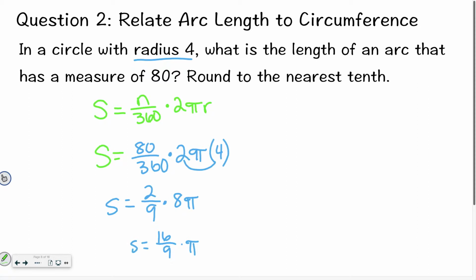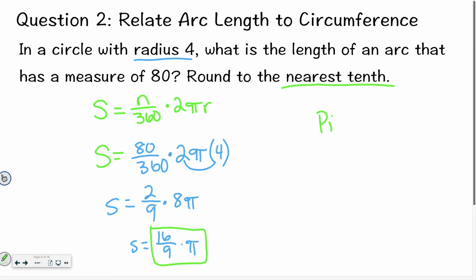And in this lesson, you're going to learn something called exact answer. If I ever ask you, or the book ever asks you for something called an exact answer, this is what we're talking about. We're looking for this, meaning you don't actually have to type that into the calculator and figure out what that decimal is. However, in this example, it asks us to round to the nearest tenth. So on my calculator, I'm going to type in 16 divided by 9 and then multiply by pi.